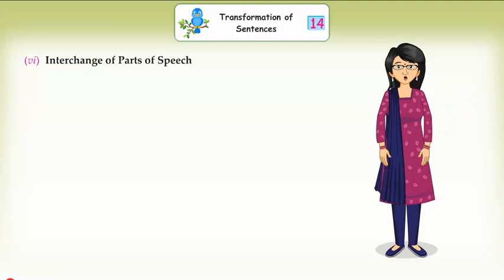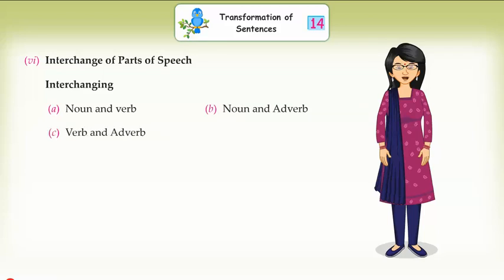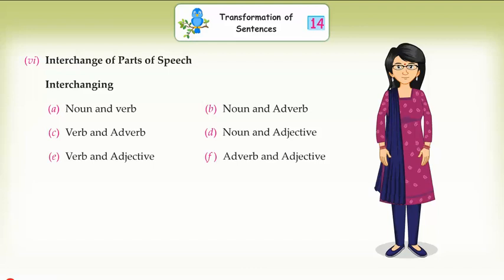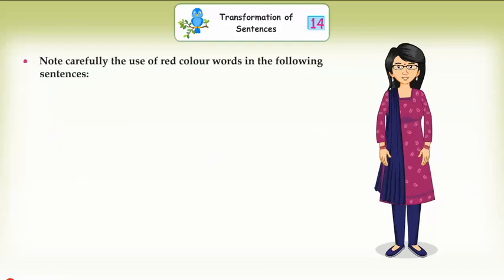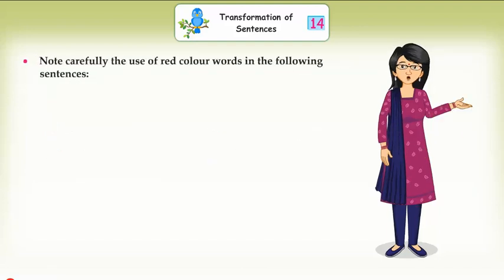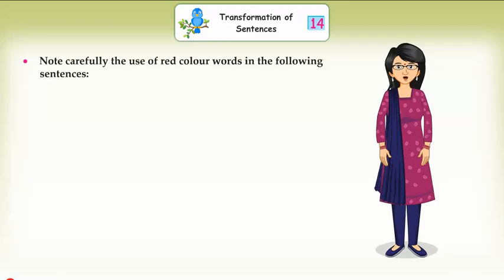6th. Interchange of parts of speech. Interchanging: A. Noun and verb. B. Noun and adverb. C. Verb and adverb. D. Noun and adjective. E. Verb and adjective. F. Adverb and adjective. Note carefully the use of red color words in the following sentences.